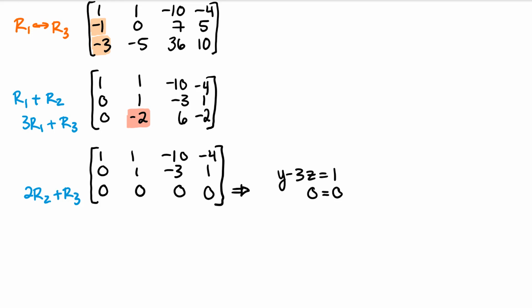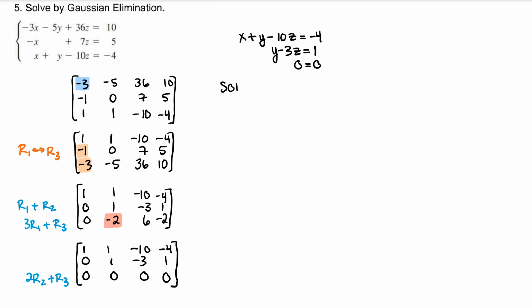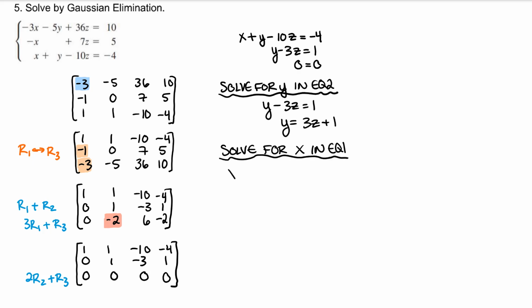It is not enough to simply write that this has infinitely many solutions. You must write the solution as a point made up of parametric expressions, representing the parametric equations for x, y, and z. Solve for y in equation 2, and then solve for x in equation 1. Use t as your parameter and let z equals t.